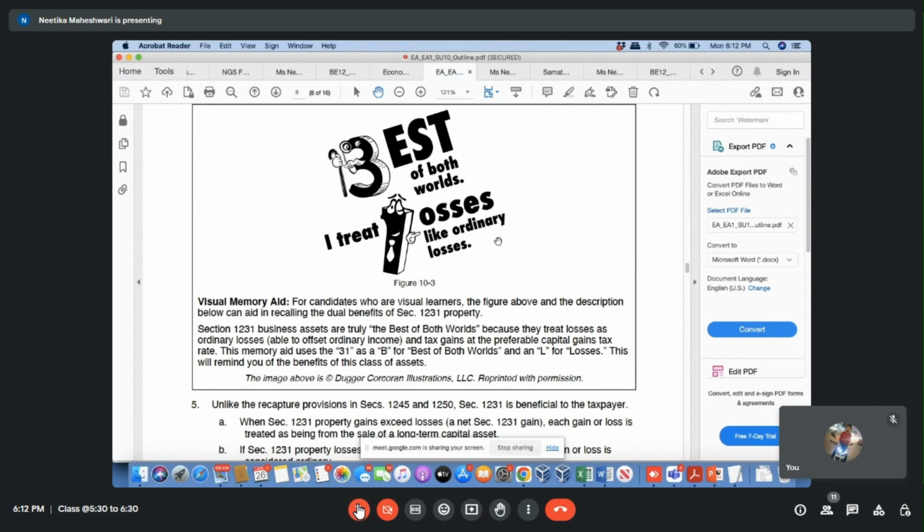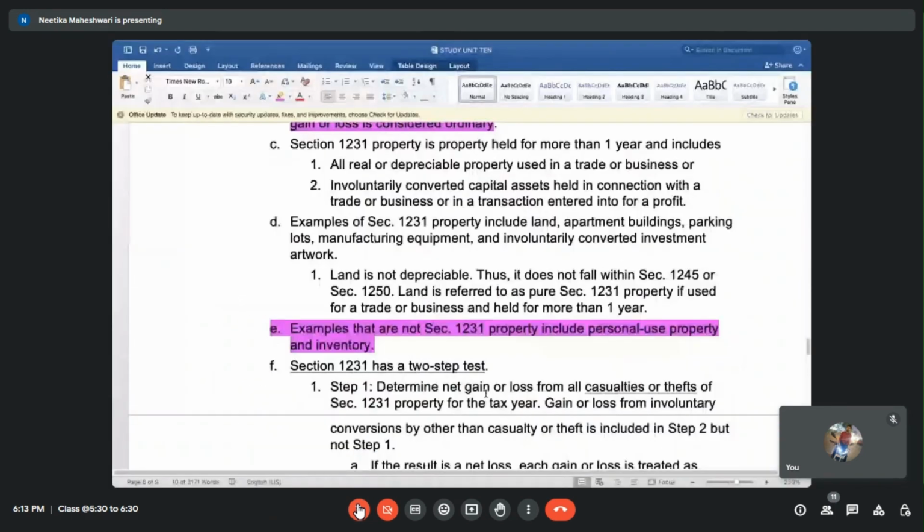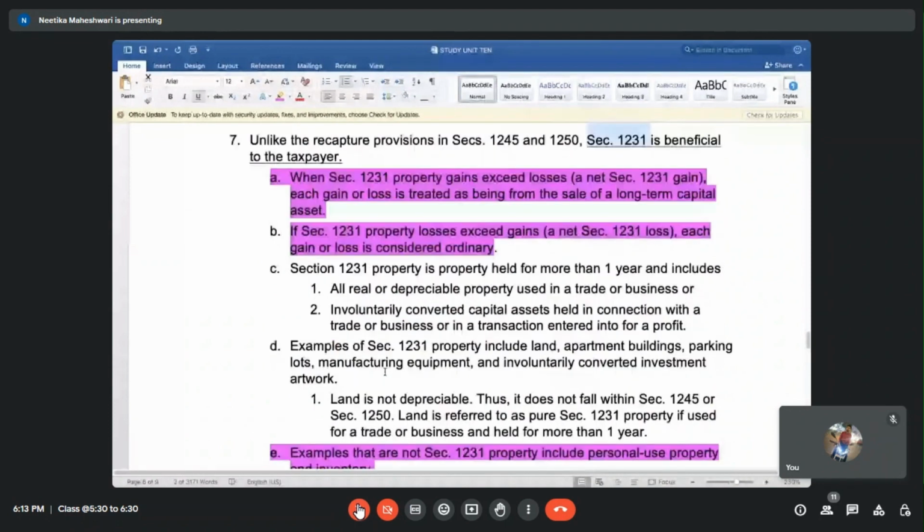Okay, I treat losses like ordinary losses. It's easy to understand. It's just that there are too many new terms, so we may get lost. Like what is 1245? What is 1250? How do we do it? What is unrecaptured? What is recaptured and all? But if you understand the concept, it's very easy to follow.